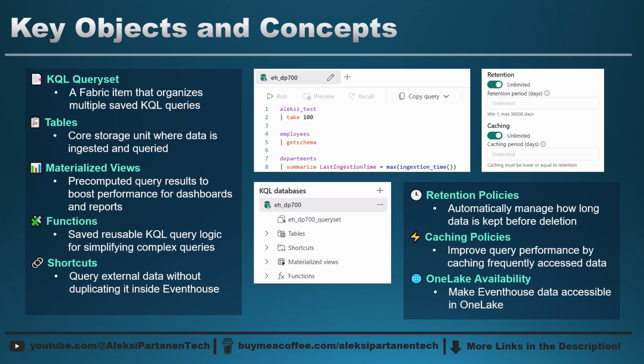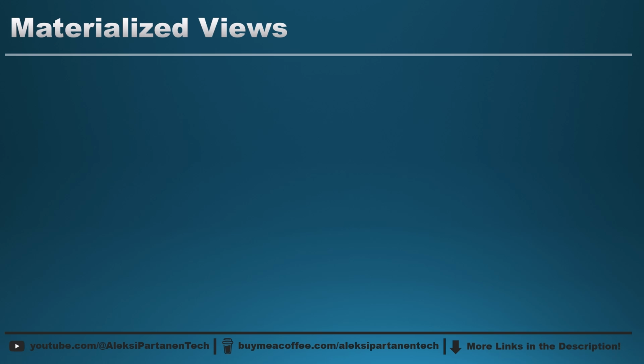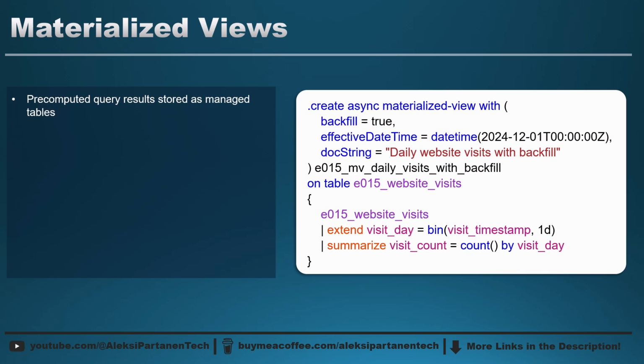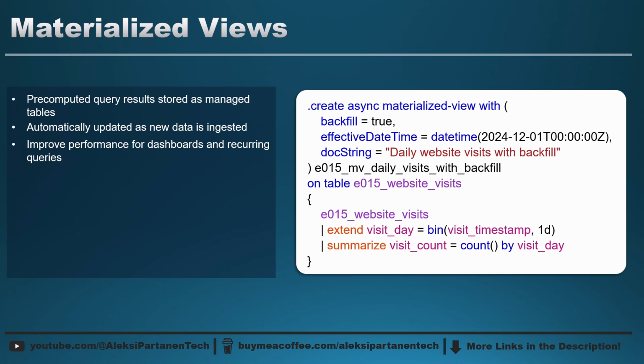Now let's talk about materialized views inside Eventhouse. A materialized view is a way to store pre-computed query results as managed tables. This means that instead of running a heavy query every time, the system keeps the results ready for you. Here on the side we can see an example statement for creating a materialized view. We are going to break down the syntax shortly. Materialized views are great for improving performance, especially for dashboards and often run queries. They are ideal when you want to do aggregation, filtering, or light transformations on streaming data without overloading your database.